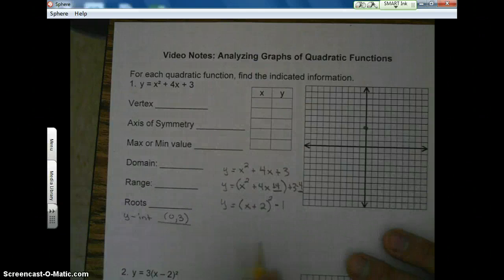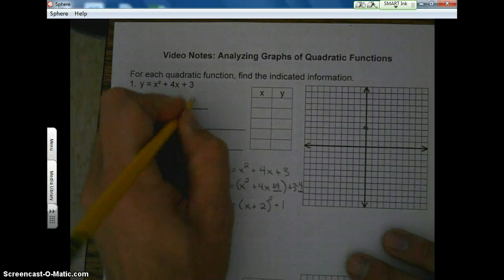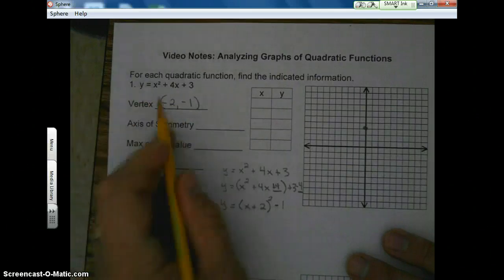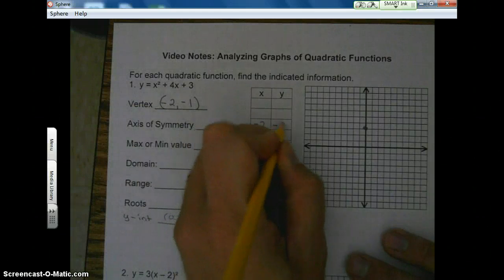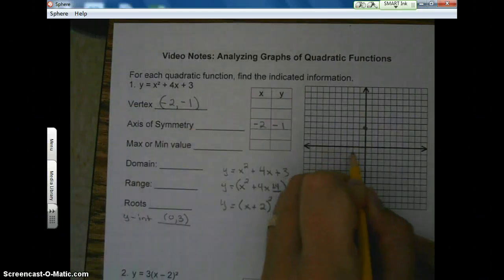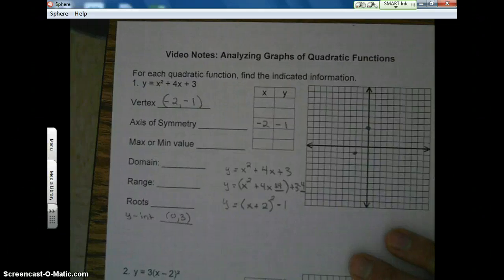So now we can determine our vertex. The vertex is going to be at negative 2, negative 1. Important information for a quadratic is where that vertex is. We're going to put that directly in the middle. Let's go ahead and graph it. Alright, so our parabola is slowly taking shape here.